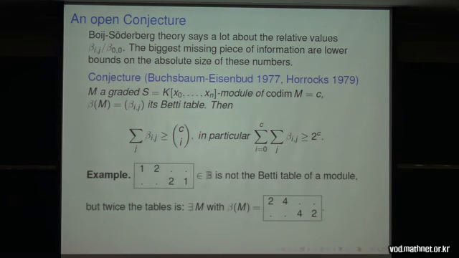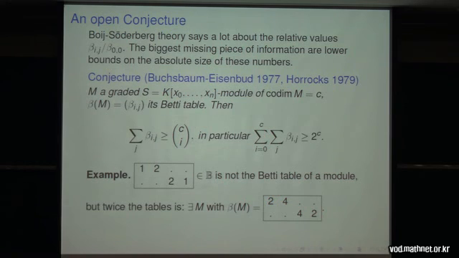So here's an example. This is in the Boij-Söderberg cone, but it's not the Betti table of a module, because the codimension is 3, so 2 is smaller than 3. So it's not the Betti table of a module, but twice it is. If I multiply this table by 2, I get 2, 4, 4, 2, and that is a Betti table of a module. If I take a generic 2 by 4 matrix and compute the resolution of its cokernel, it will have this shape. So this is indeed a Betti table.